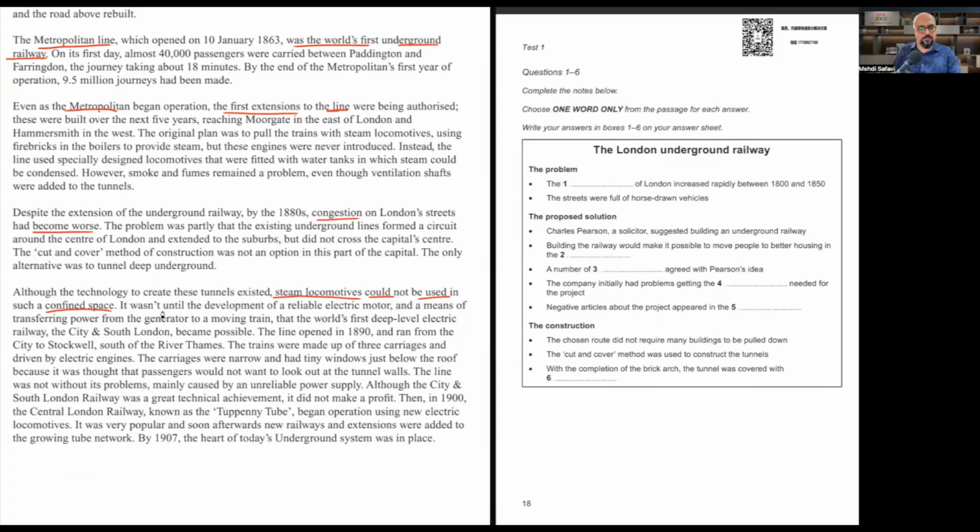But we can go on a little bit because it's a large paragraph, and maybe the second sentence makes a difference. It wasn't until the development of electric motors. Okay, I get the idea. It's about steam motors. I mean, steam locomotives rather than electric motors that would be able to replace the traditional ones.